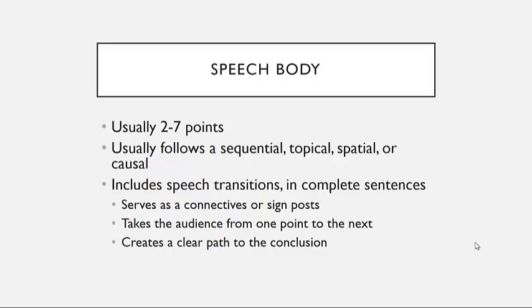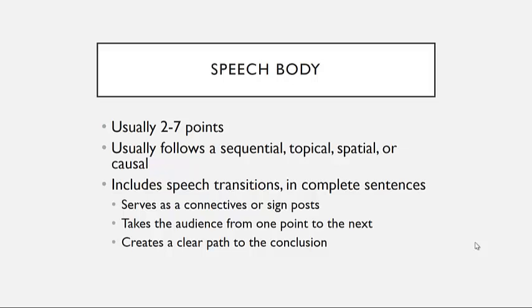The speech body is where you're going to tell the audience what you came to tell them, right? This is usually 2 to 7 points. Most of the speeches you do in this class will have 3 main points. When you do your informative speech, you're going to want to choose a sequential, a topical, spatial, or causal development.